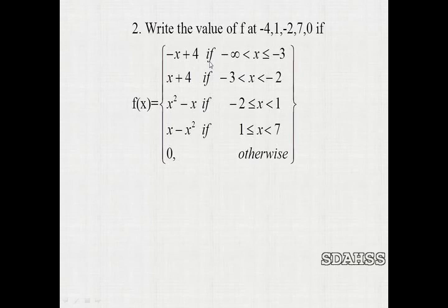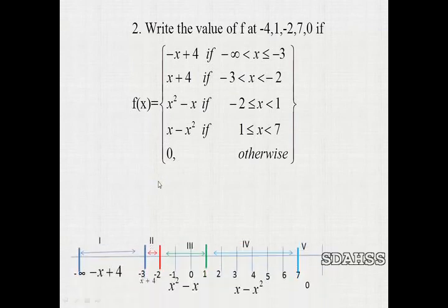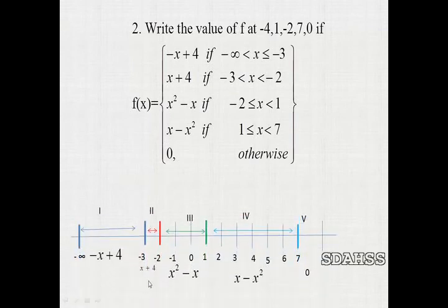Here the function is defined by 5 intervals. We want to find the values at -4, 1, -2, 7, 0. First you draw a number line and write the numbers on the number line.